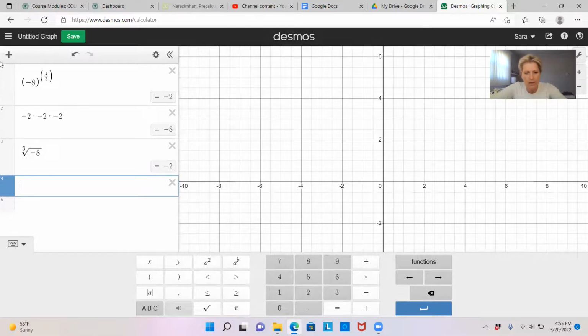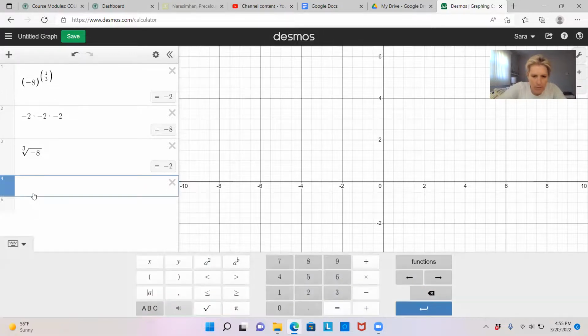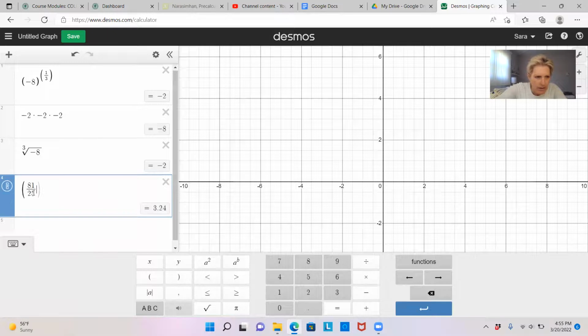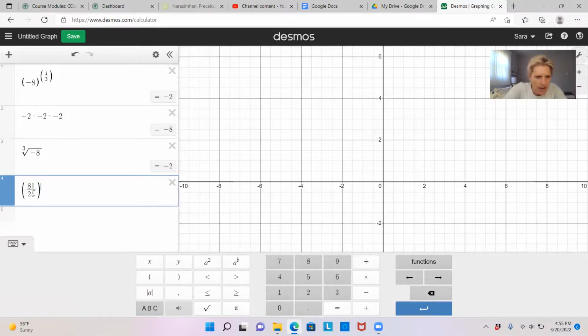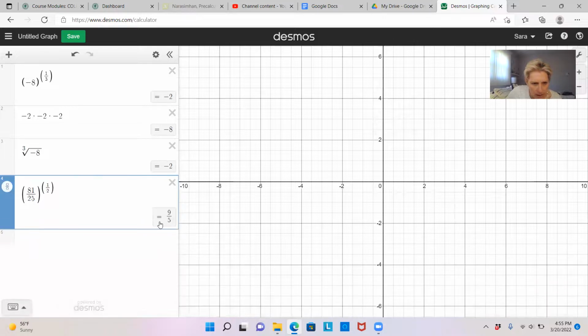So 37 says, parentheses, 81 divided by 25, parentheses, and then an exponent. So shift in the exponent, and then you're going to put in parentheses 1 divided by 2 in parentheses. And that comes out to be 1.8. Now, notice over here on the left, in the blue, I can click on fraction and have that put into a fraction. So it's 9 over 5.